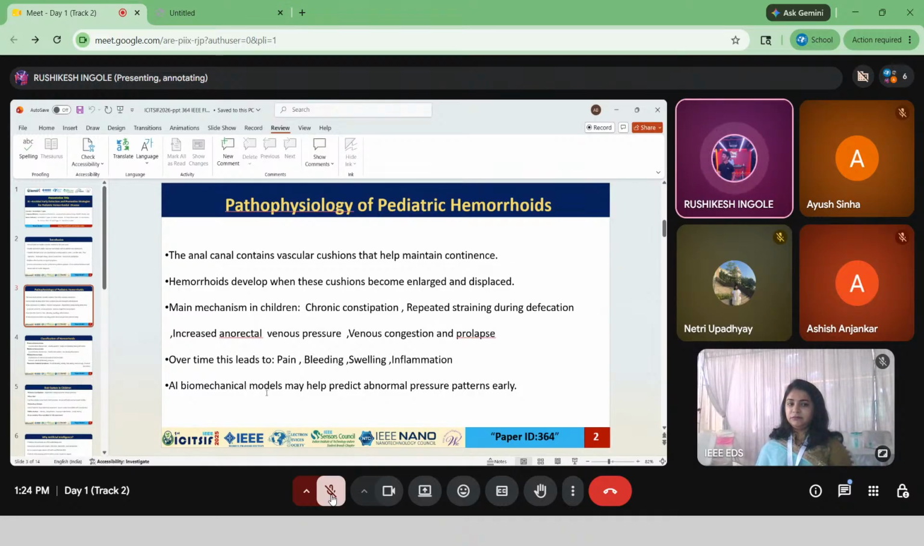AI biochemical models may help detect pediatric abnormal pressure patterns early.